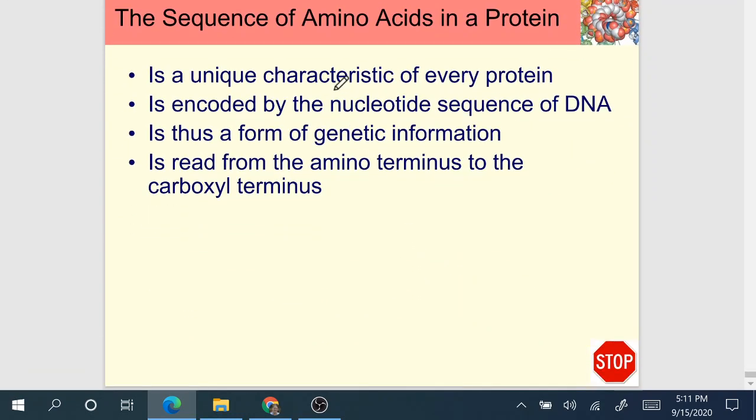So the sequence of amino acids is a unique characteristic of every protein. It's encoded by the nucleotide sequence of DNA and is thus a form of genetic information. It's read from the amino terminus to the carboxy terminus, and so proteins perform many different functions in the body, and they're basically the driving force for most chemical reactions that occur in the body, and we'll study more about proteins in the next chapter.